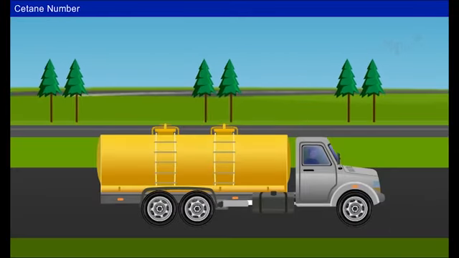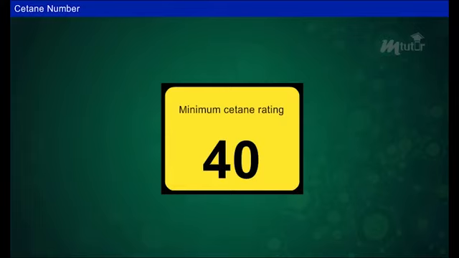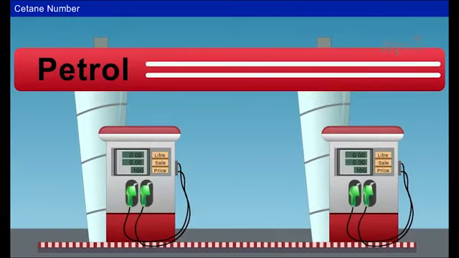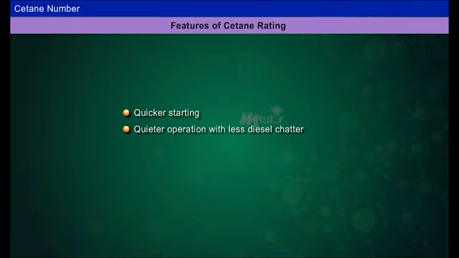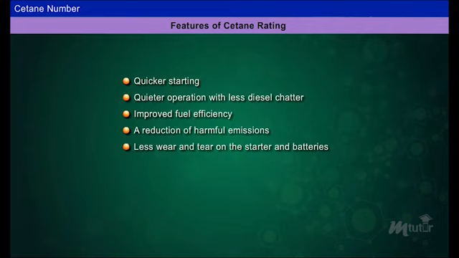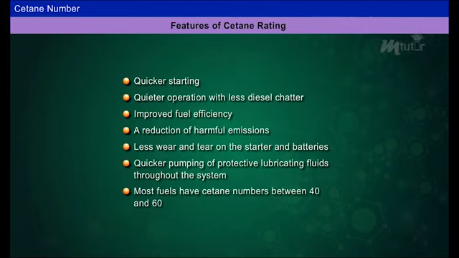A higher cetane number, indicating a shorter ignition delay time, usually means more complete combustion of the fuel. This translates into quicker starting, quieter operation with less diesel chatter, improved fuel efficiency, a reduction of harmful emissions, less wear and tear on the starter and batteries, and quicker pumping of protective lubricating fluids throughout the system. Most fuels have cetane numbers between 40 and 60.